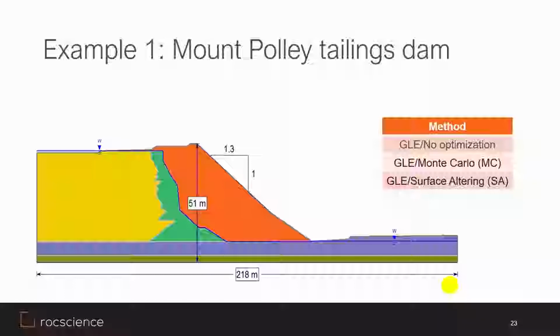The purpose of presenting this example is to compare the results of three different cases of non-circular with no optimization, with Monte Carlo optimization, and with surface altering optimization, that we have these options in Slide 2018. This is a challenge for the search method to find the weakest failure path that goes through the weak layer. The other point here is the green and orange regions are strong materials, and the search method has to find a path that goes behind these regions as well, which is another challenge for the optimization technique.